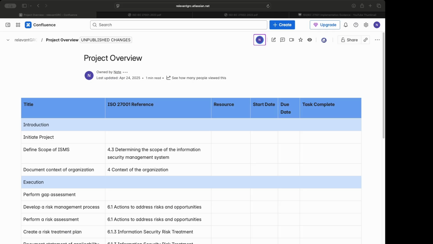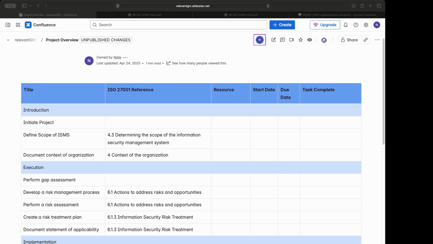Now, execution. As I stated earlier, you need to perform what we call a gap assessment, because if you do not define the scope, you cannot perform a gap assessment. That is where some GRC professionals or consultants are really getting it wrong. You always need to define what the scope is, what is going to be in scope, and what is going to be out of scope. Once you are able to define that, you should be able to perform a gap assessment. A gap assessment is just you going through the requirements in the standard and seeing which ones apply to the organization or not. You also need to develop a risk management process. You need to perform a risk assessment, create a risk treatment plan, and document the risk statement of applicability.